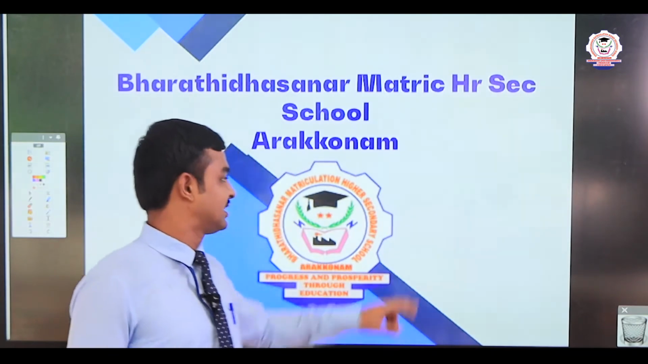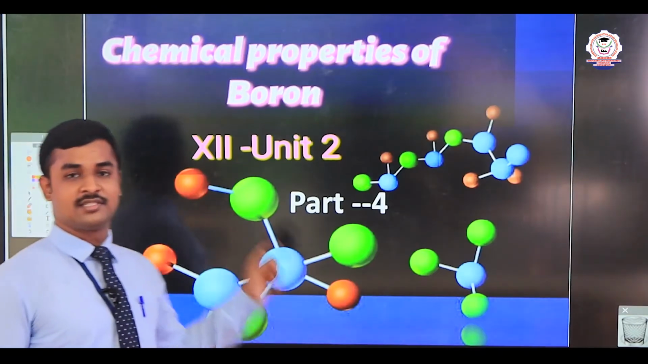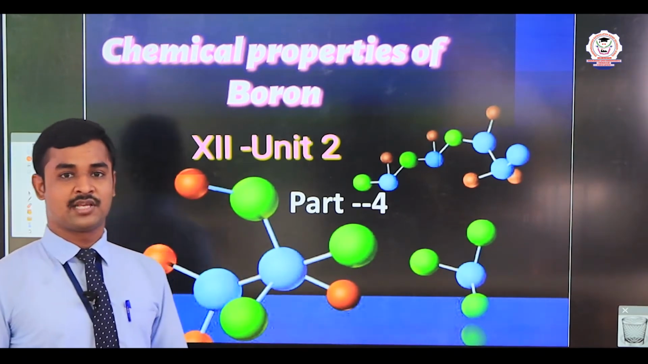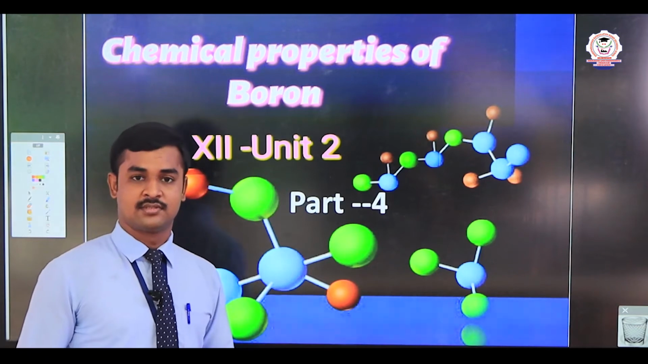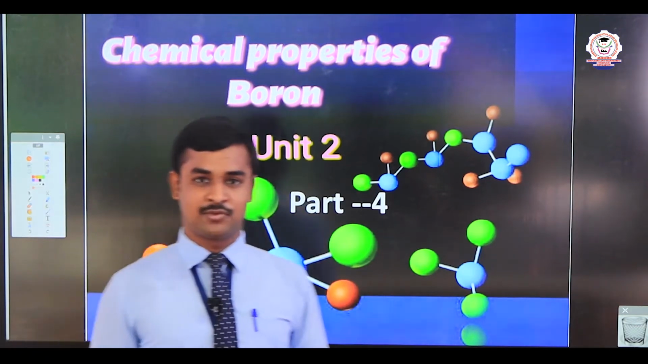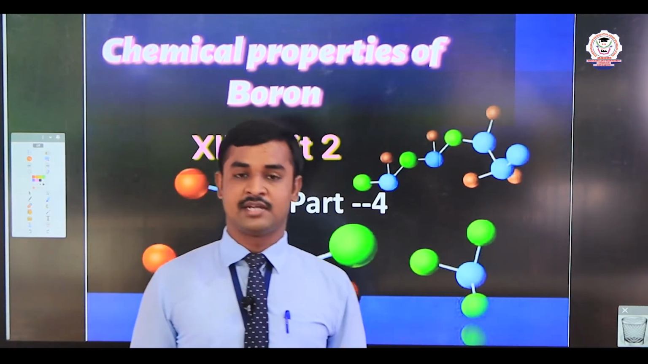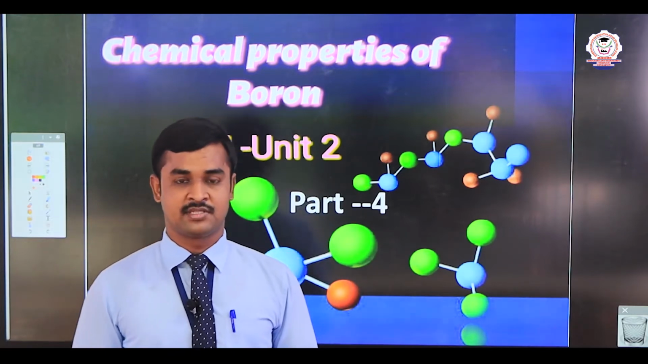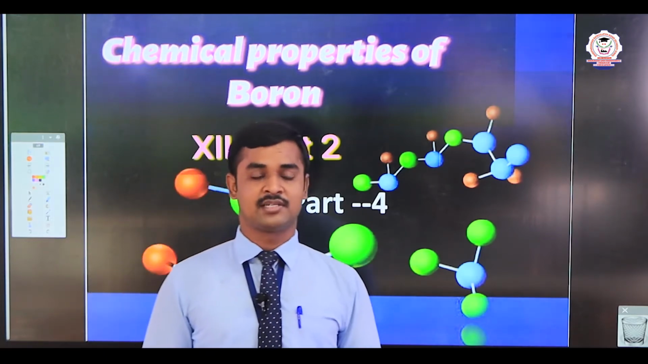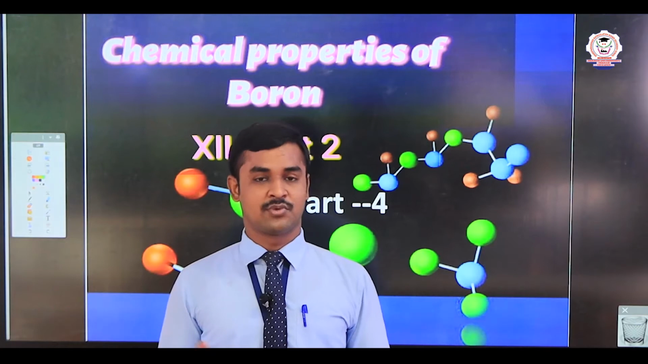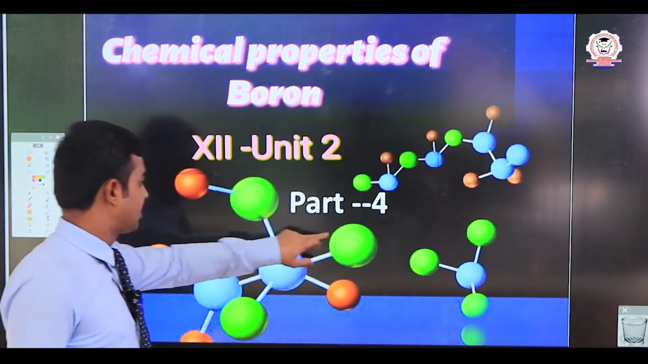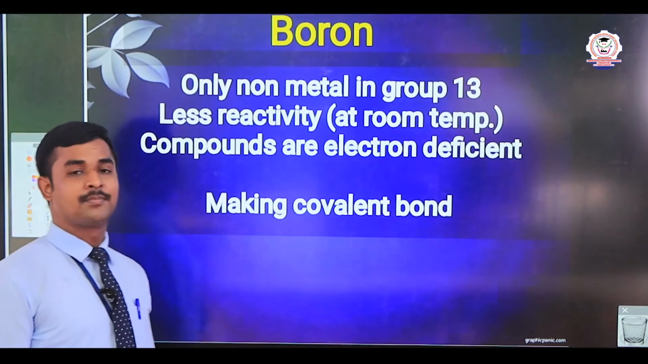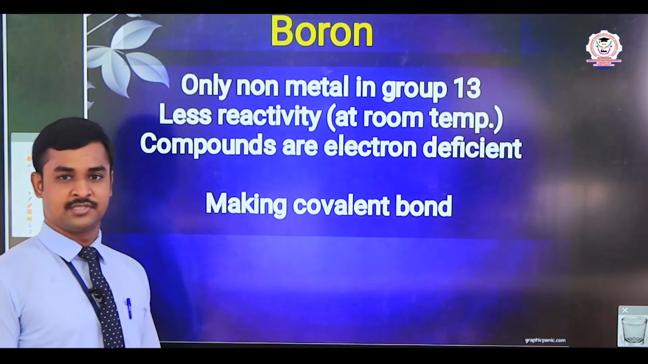Today we are going to see 12th Chemistry, second unit. Topic is chemical properties of boron. So we already discussed the boron family and the elements present in it, in which the first element is boron. So only it is named the boron family. So in the boron family we see the chemical properties of the boron element.